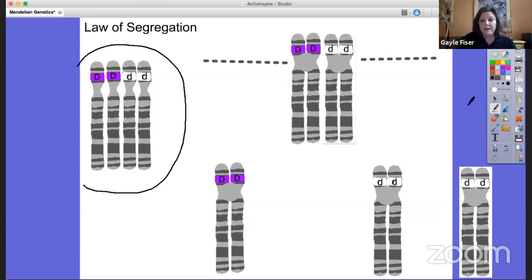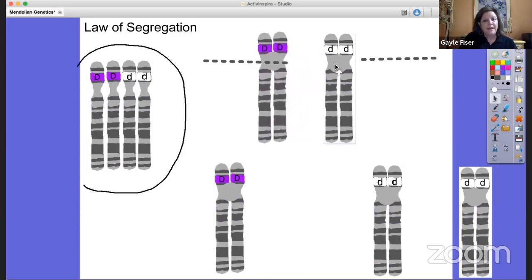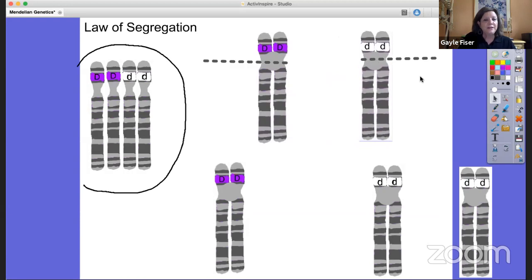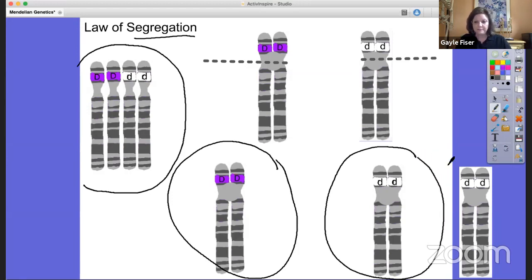Now, when we have anaphase, what's going to happen? The big D and the little d are going to separate, or they're going to do what? They're going to segregate. So now they're separating, and this one ends up in a cell, and this one ends up in a cell.